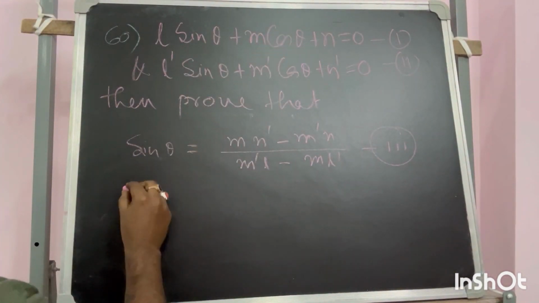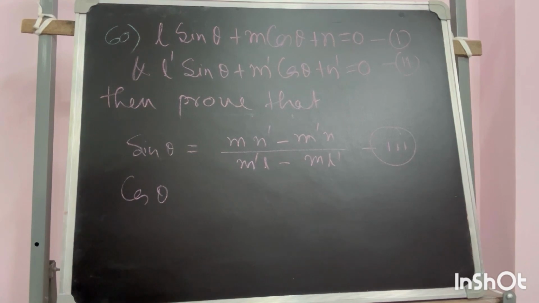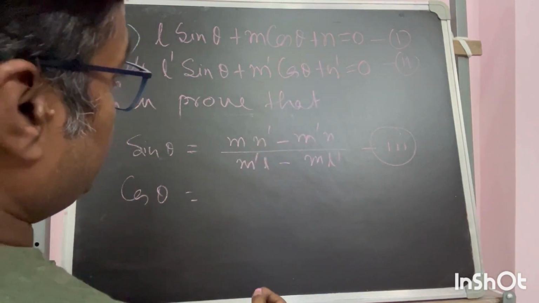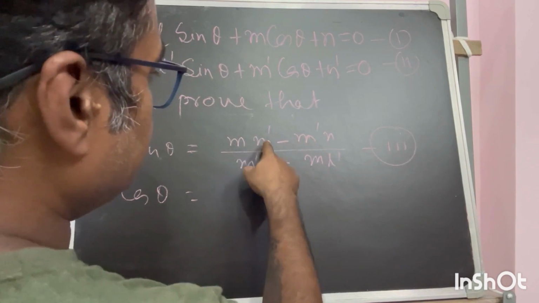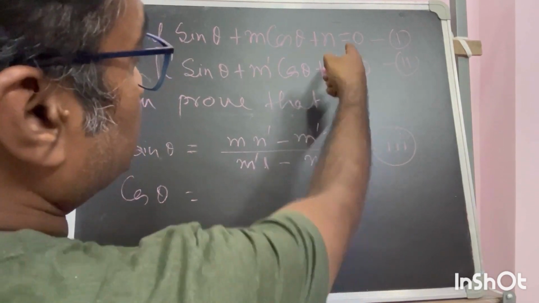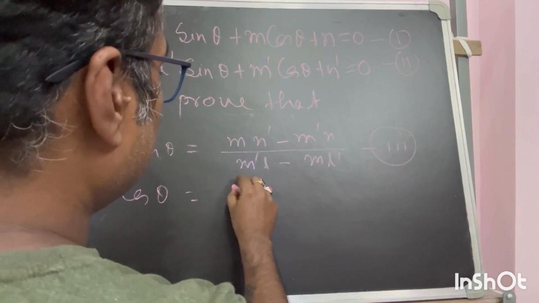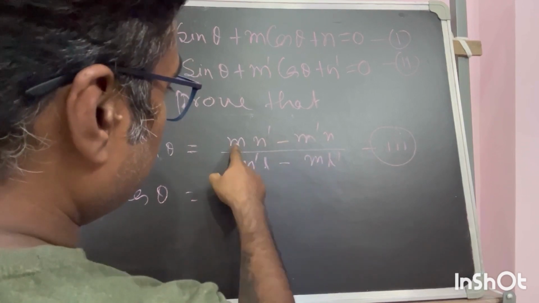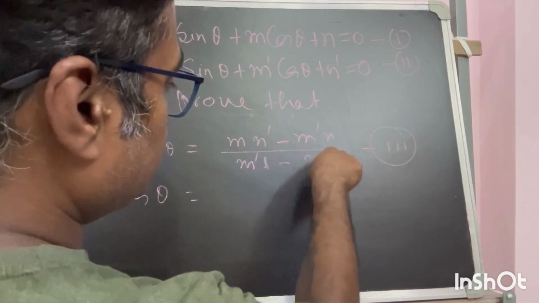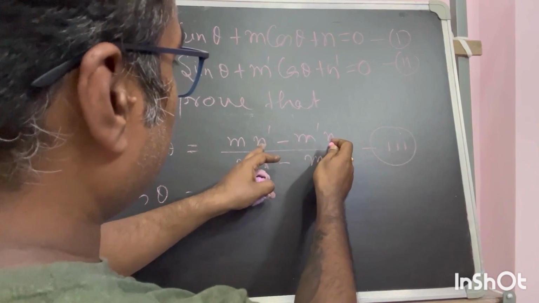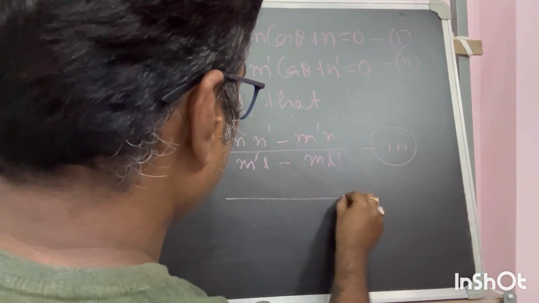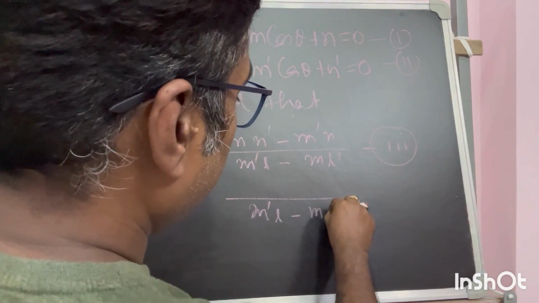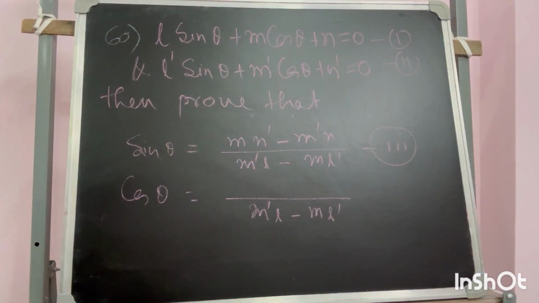In the same way, if I want to calculate the cos theta, can we say directly what would be the result for that? In this case N is common to both of these. So what will be the common for that case? Because here this M is coming as a common. These are the members which will come in that case also. So in the denominator, M dash L minus M L dash will definitely come.